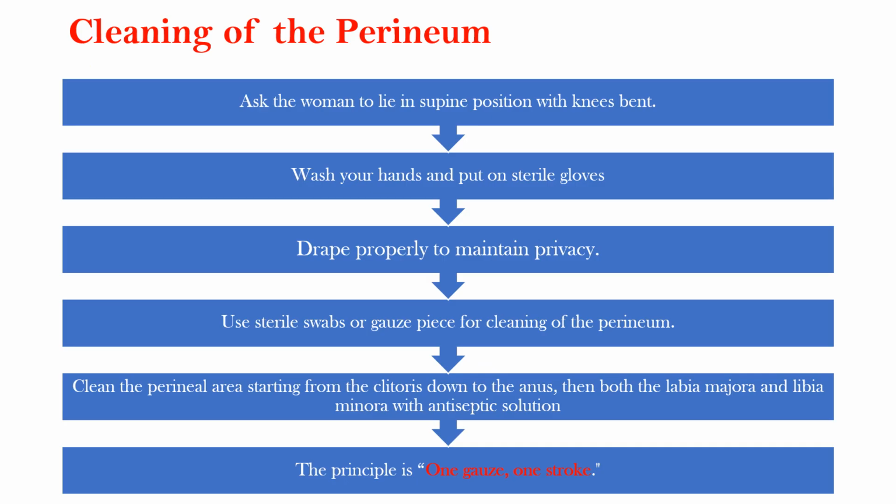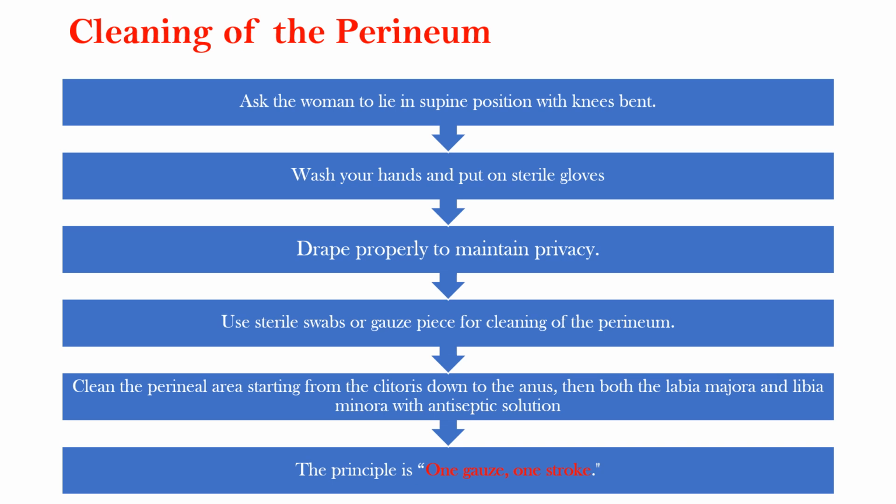Okay, so before we do the PV examination, we first need to clean the perineum. For that, ask the mother to lie down in a supine position with her knees bent. Wash your hands and put on sterile gloves. After that, make sure the privacy is maintained. It is very important. Number four, use a sterile swab or sterile gauze piece. As I said earlier, PV examination is a sterile procedure.